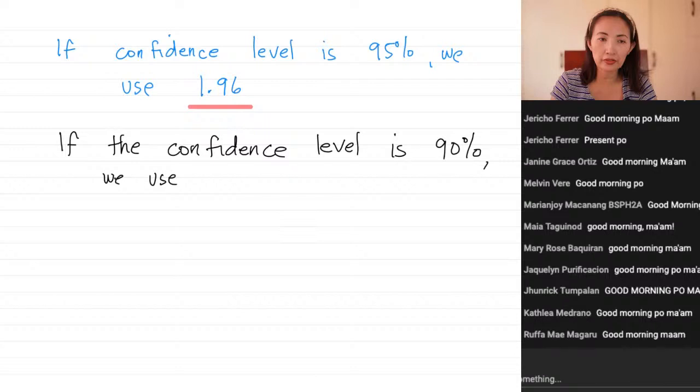Once again, bakit 1.645? You might be asking again, why 1.645? So, draw your normal distribution.